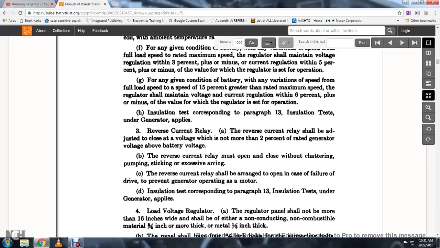3. The reverse current relay. A. The reverse current relay should be adjusted to close at a voltage not more than 2% of the rated generator voltage above the battery voltage. B. The reverse current relay must open and close without chattering, pumping, sticking, or excessive arcing. C. The reverse current relay should be arranged to open in case of failure to drive, and prevent the generator from operating as a motor. D. The installation testing corresponding with paragraph 13, installation test under the generator, applies.